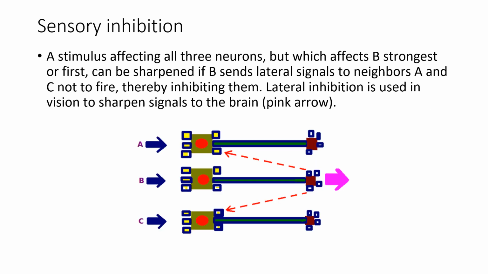Sensory inhibition. A stimulus affecting all three neurons, but which affects B strongest or first, can be sharpened if B sends lateral signals to neighbors A and C not to fire, thereby inhibiting them. Lateral inhibition is used in vision to sharpen signals to the brain, pink arrow.